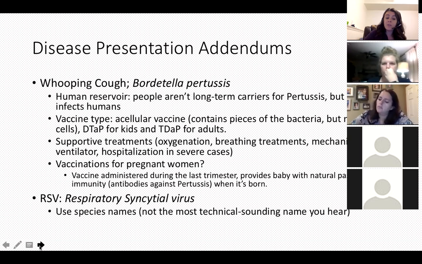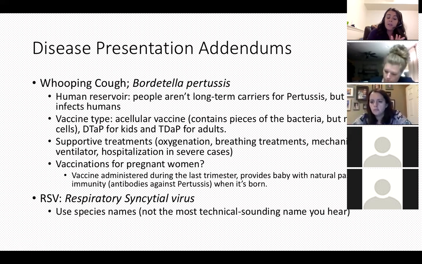I also wanted to mention that they talked about antibiotics as an option. Supportive treatments are also an important part of treating pertussis. So things like providing oxygen for people who are having trouble breathing, steroids, breathing treatments, a mechanical ventilator if necessary, or hospitalization in very severe cases. And if you've never heard the pertussis cough, the whooping cough, I would recommend looking up a clip on Google or YouTube or something, because it is a very distinctive cough and kind of an interesting sound that pertussis has.